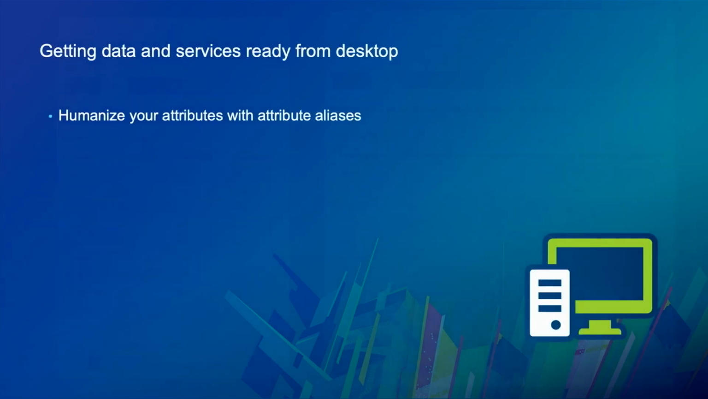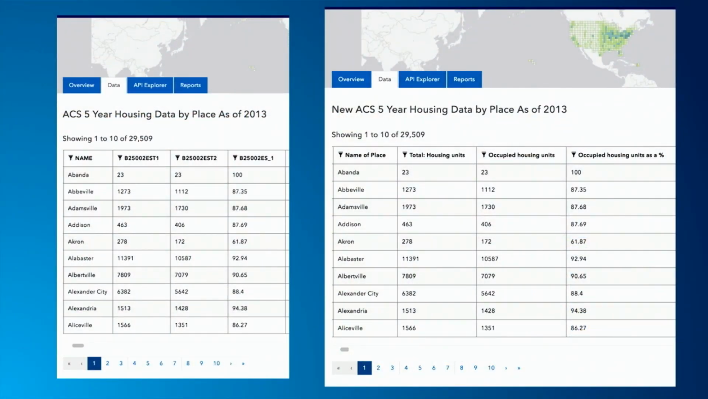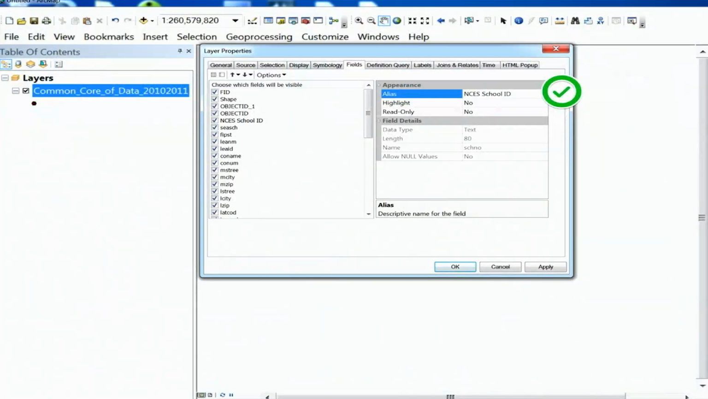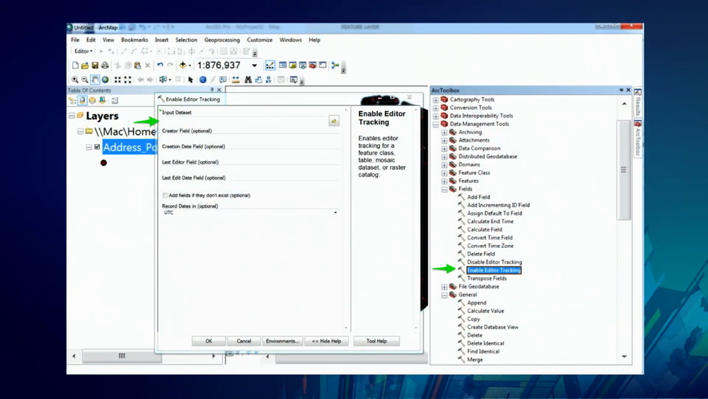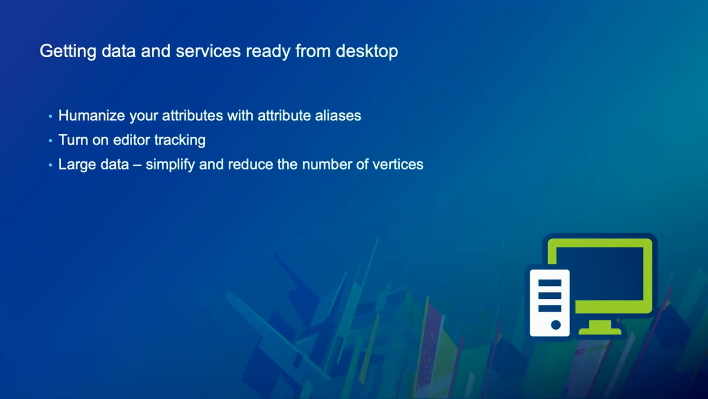So humanize your attributes with attribute aliases. Look at the difference between the left and the right, look at the columns on these tables. What is B25002 EST1? It's total housing units. So put aliases on stuff. You don't have to change the field name. It won't break anything programmatically. You can do that here. Turn on editor tracking. That'll allow us to know when the data changes, who changed it, and when it was modified. For large data, simplify and reduce the number of vertices.